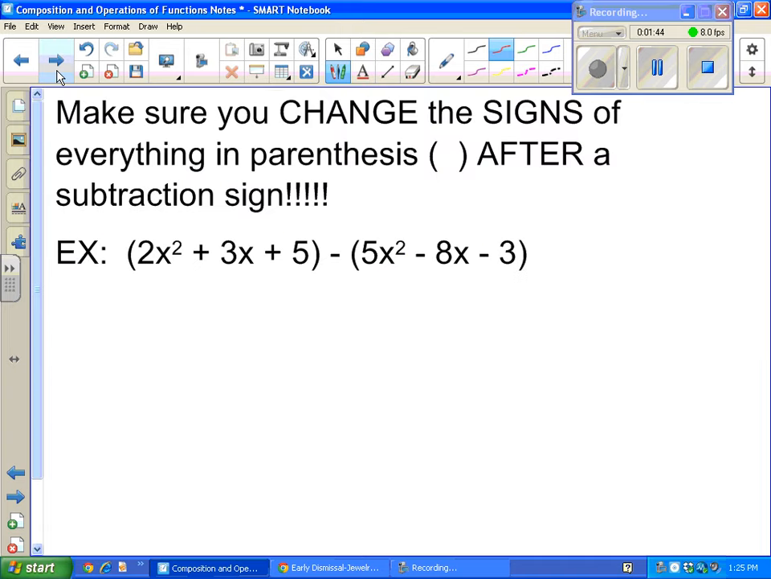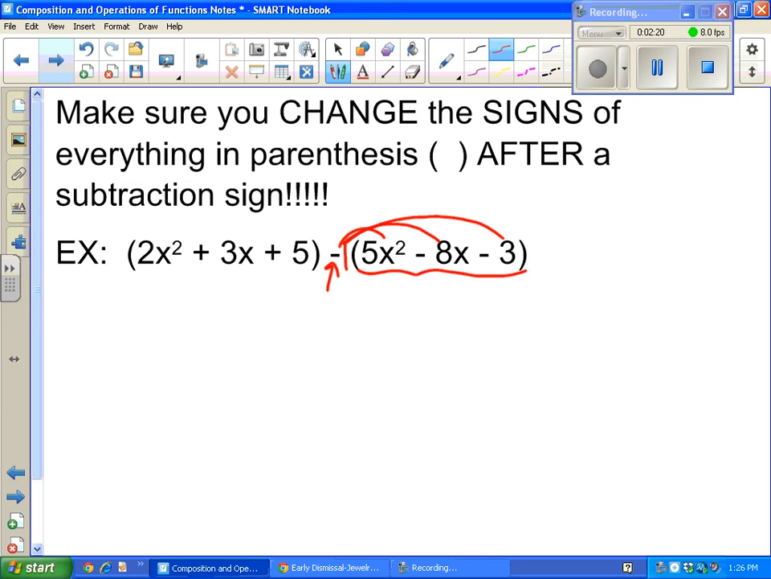Now, just to brush up on what to do, this is an important note slide I made. We'll go back to the problem in just a second. But let's just make sure that we remember to change the signs of everything in parentheses after a subtraction sign. So notice right here in this real quick example, I do have a subtraction sign. That means that everything after the subtraction sign is going to change the sign. One way to think of it is you could pretend there's a -1, and you're going to multiply through the first and the second and the third.